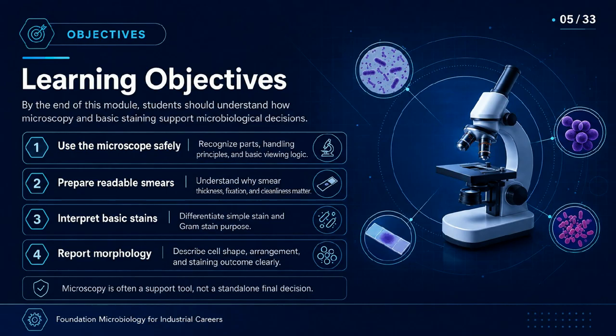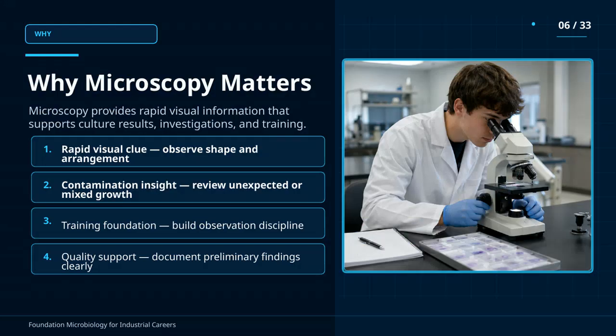By the end of this module, you should be able to handle a microscope safely, prepare a readable smear, and understand the purpose of basic stains. You should also be able to describe cell morphology clearly without making unsupported identification claims. Microscopy provides rapid visual clues that can support culture work, contamination investigations, and analyst training. It does not replace culture or confirmed identification, but it gives important context before more detailed testing is completed.